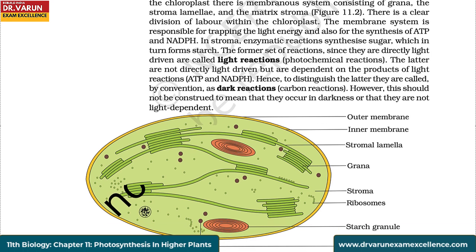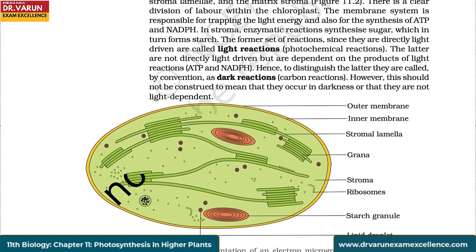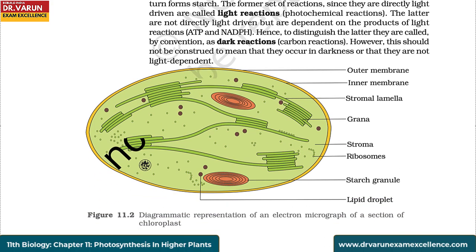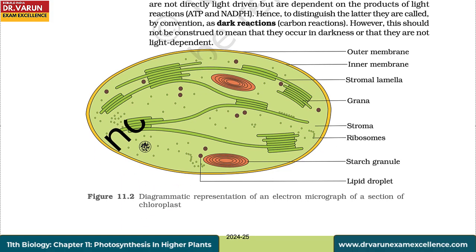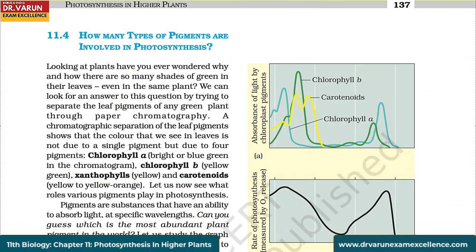The former set of reactions, since they are directly light driven, are called light reactions or photochemical reactions. The latter are not directly light driven but are dependent on the products of the light reactions, which are ATP and NADPH. Hence, to distinguish the latter, they are called by convention dark reactions or carbon reactions. However, this should not be construed to mean that they occur in darkness or that they are not light dependent.